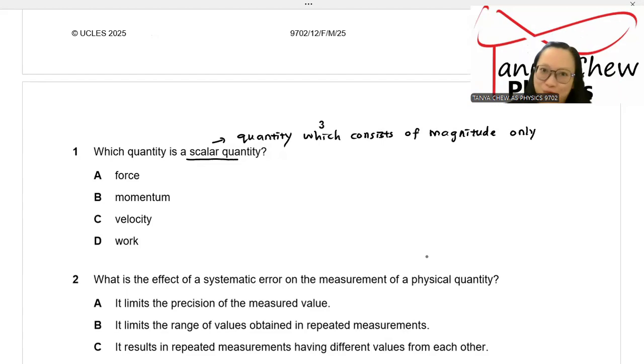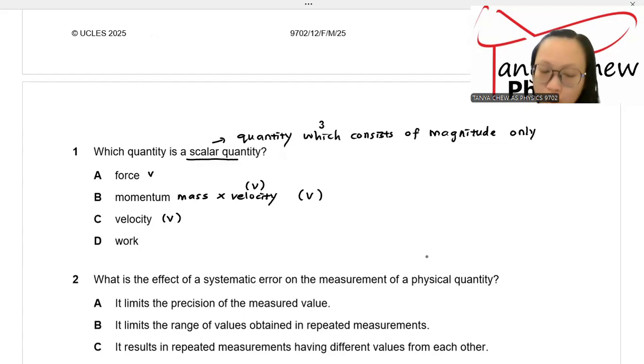Now let us look at the first one. Force. Force has direction, right? You have upward force, you have downward force, you have weight, which is acting downwards. Force is a vector quantity, not a scalar. B, momentum. Momentum is the product of mass and velocity. Since velocity is a vector quantity, momentum will be a vector. What about velocity? Velocity is a vector quantity. What about work? Work is the product of force and distance moved in the direction of force, right? And work is a scalar quantity. The answer is D.